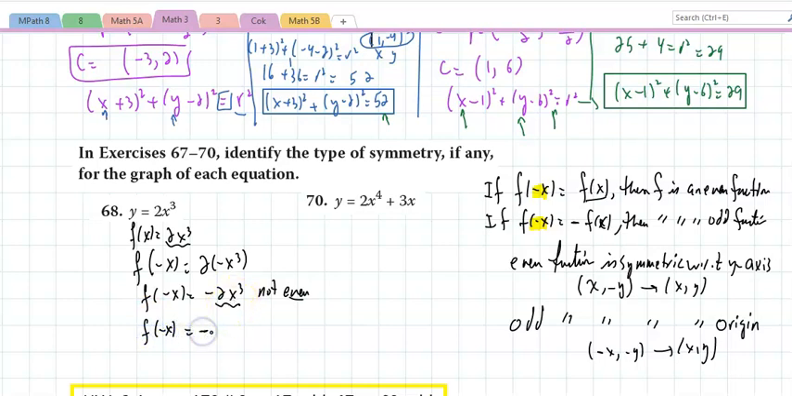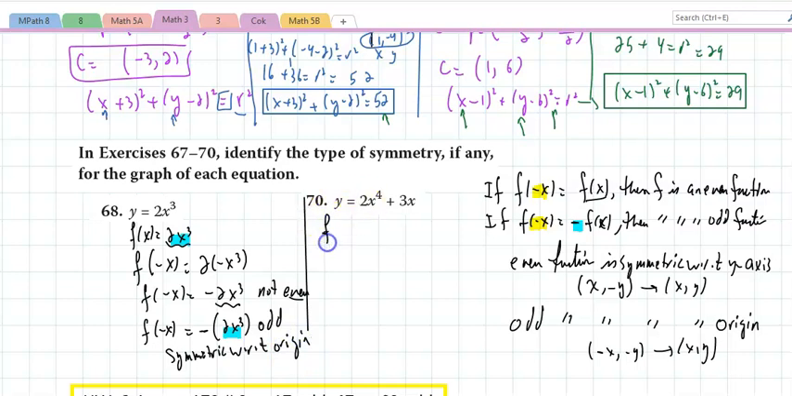Factor a minus out of this. And you check, is this what you started with? Since it is, this is an odd function. So this graph is symmetric with respect to the origin.